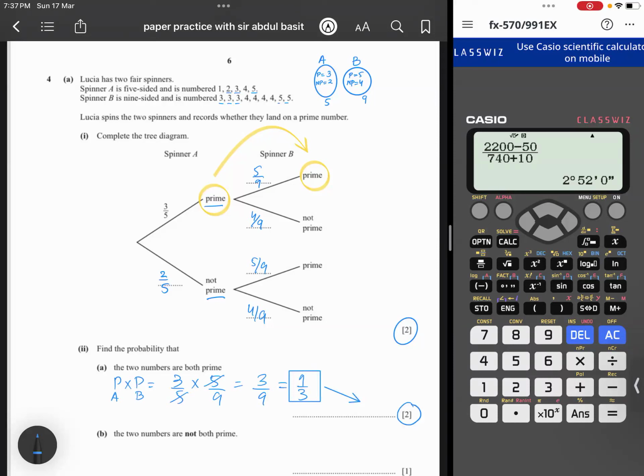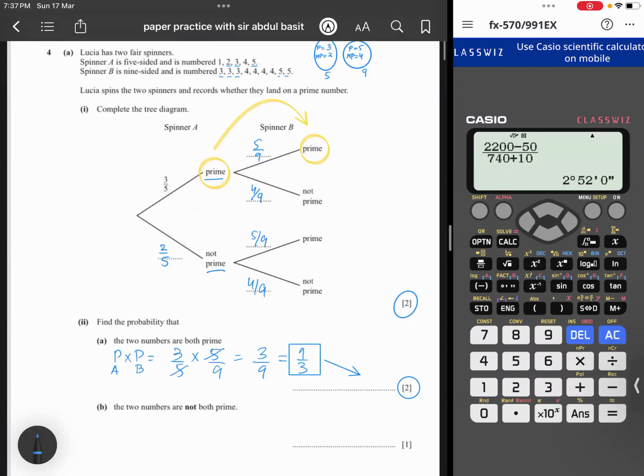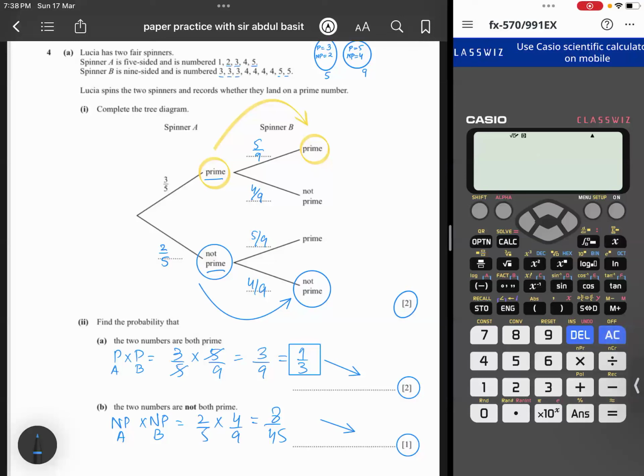Got it, everybody? The two numbers are not both prime. So not prime and not prime. Multiply these two, so not prime multiplied by not prime. This not prime belongs to spinner A and this not prime belongs to spinner B. So that would be 2 out of 5 times 4 out of 9. 2 fours are 8 and 5 nines are 45. This is my final answer. No need to simplify the answer for the probability unless it is asked by the examiner. Is this clear, everybody, or not? Yes or no? I think the question is easy. Yes, sir. Clear. Okay, well done.